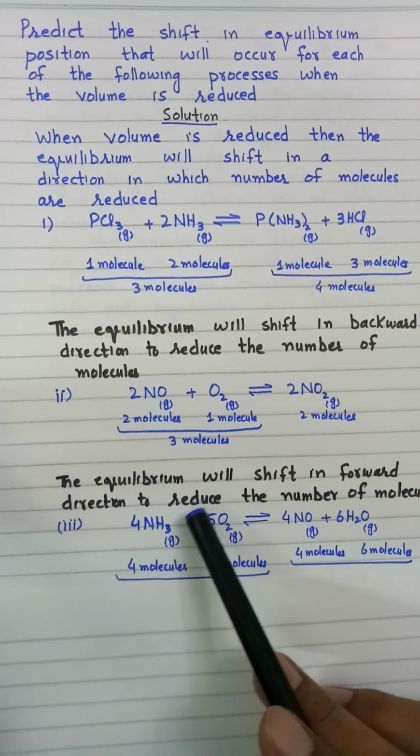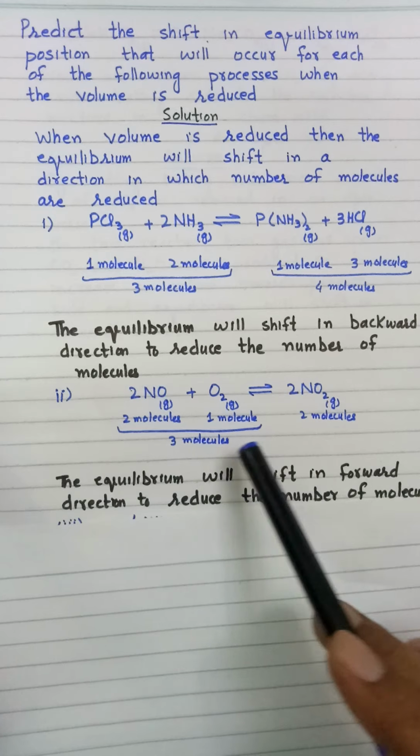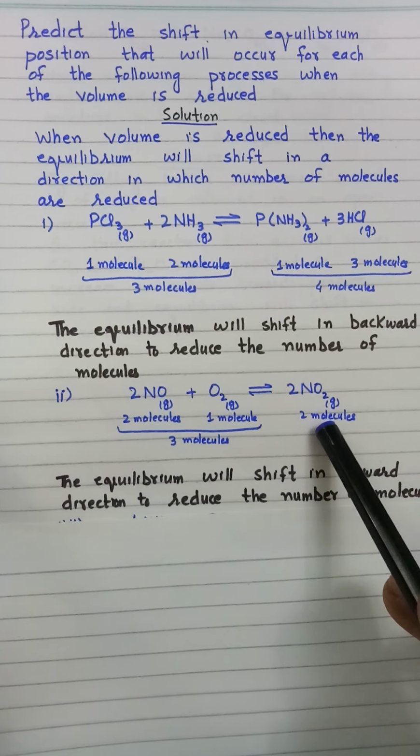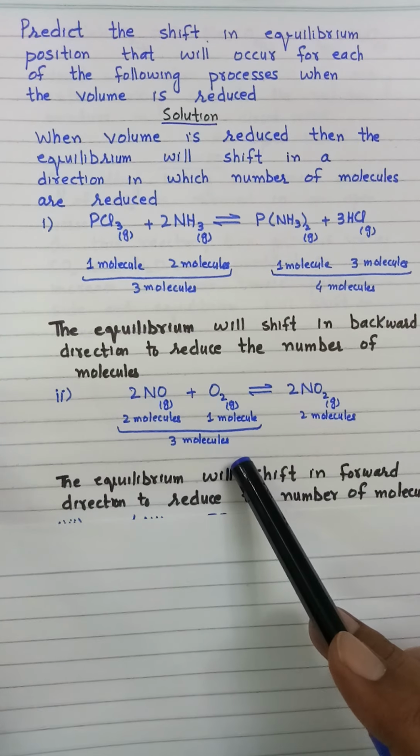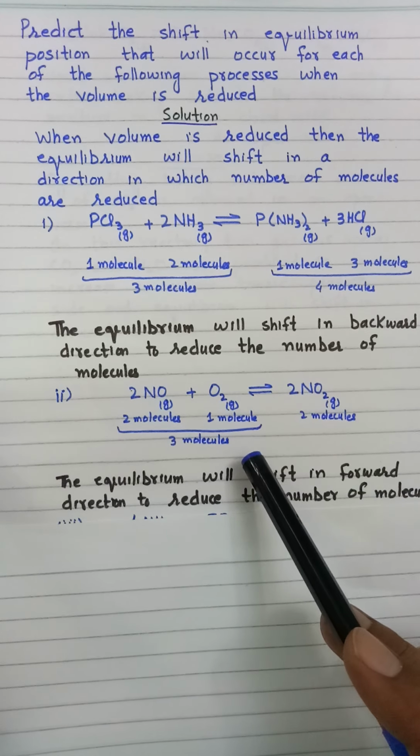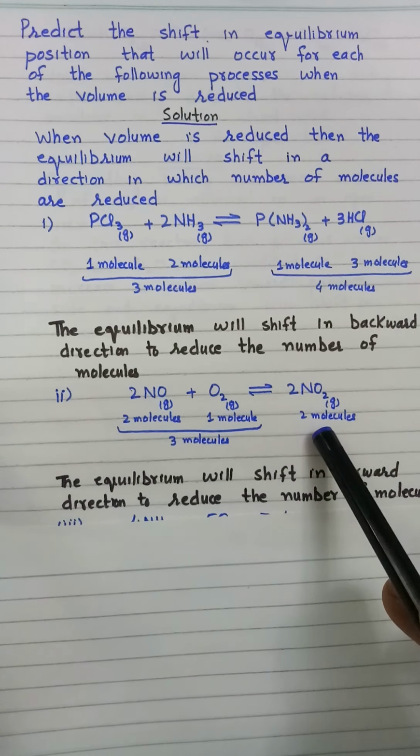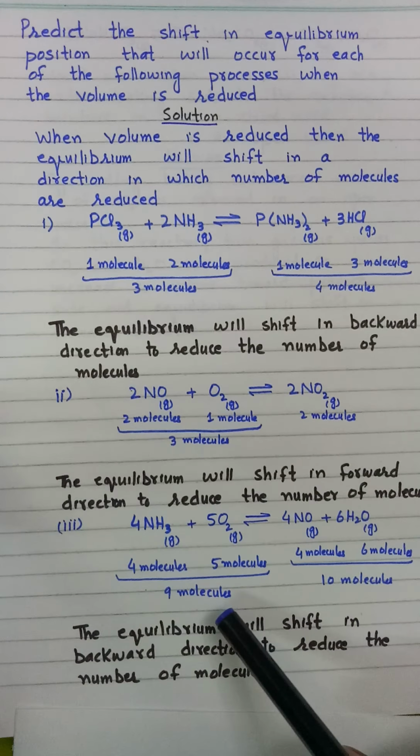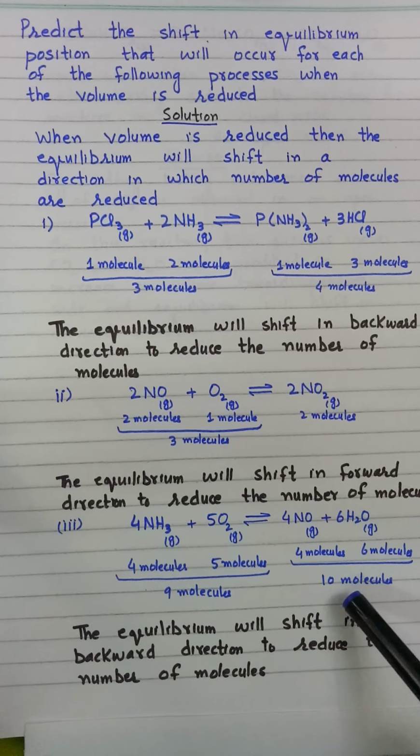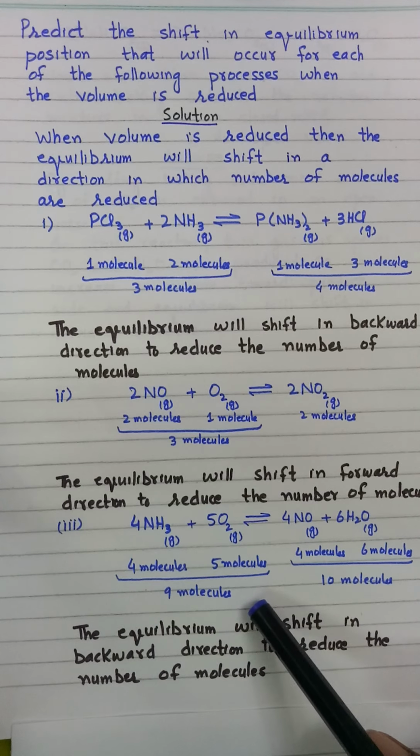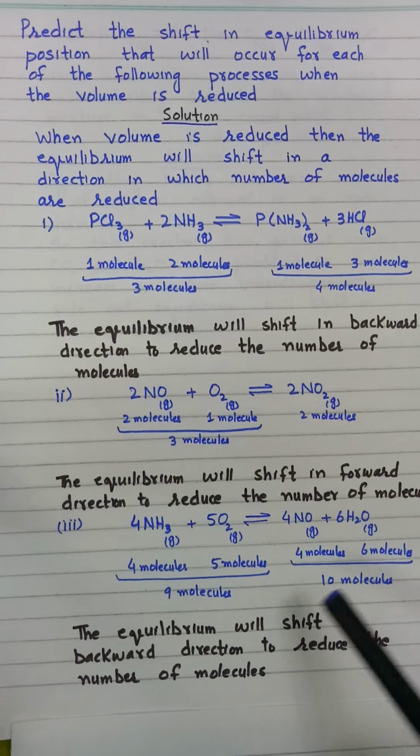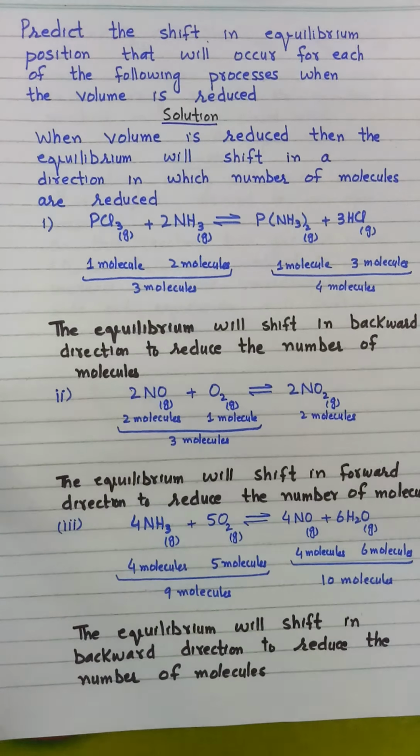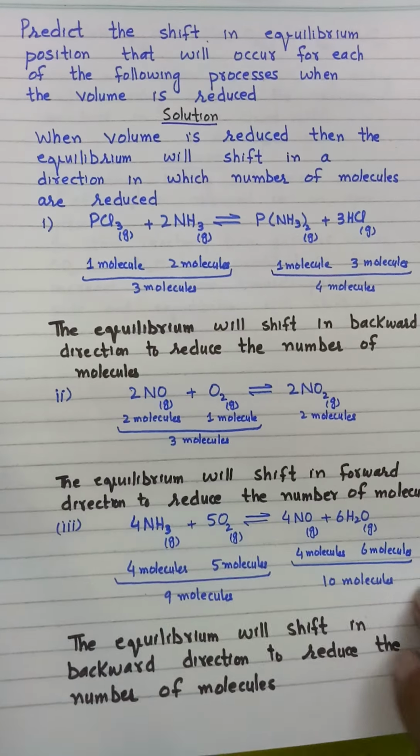Similarly, in the second part, there are 3 molecules on the reactant side and 2 molecules on the product side. The equilibrium will shift in the direction which involves a decrease in the number of molecules, so it will proceed from 3 molecules to 2 molecules, meaning in the forward direction. In the same way, there are 9 molecules on the reactant side and 10 molecules on the product side. Equilibrium will shift in the direction which decreases the number of molecules, from 10 molecules to 9 molecules. So the reaction will proceed in the backward direction in this third question.